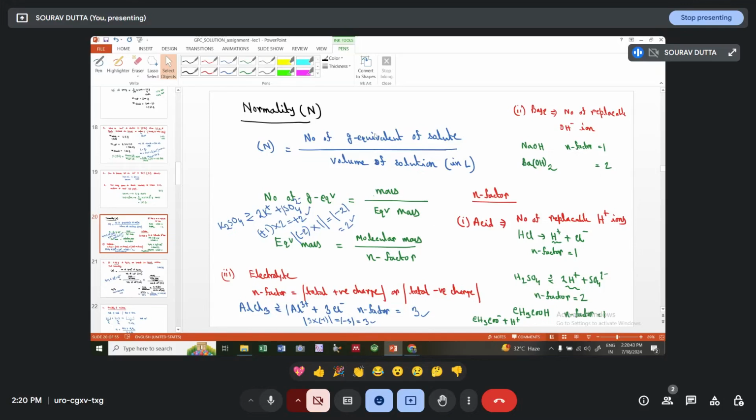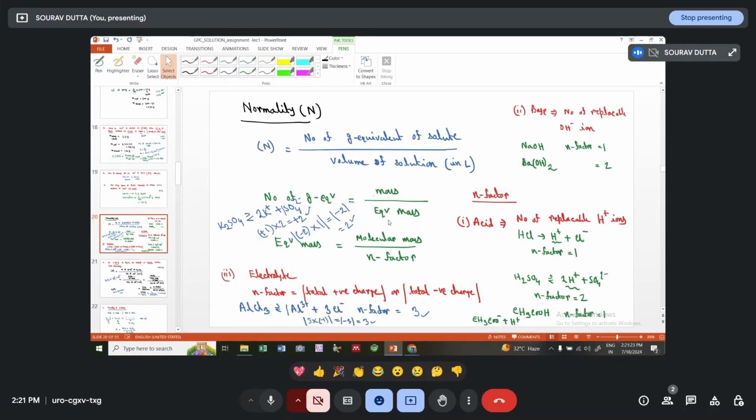Okay, number of gram equivalent of solute divided by volume of the solution in liter. Now the question is, how can we calculate number of gram equivalent? If there is mole in spite of gram equivalent, then it is very easy to us, because we all know number of moles equals to mass by molar mass. So number of gram equivalent equals to mass by equivalent mass. This is just similar with respect to mass, moles. In case of moles, mass by molar mass, and in case of gram equivalent, mass by equivalent mass.